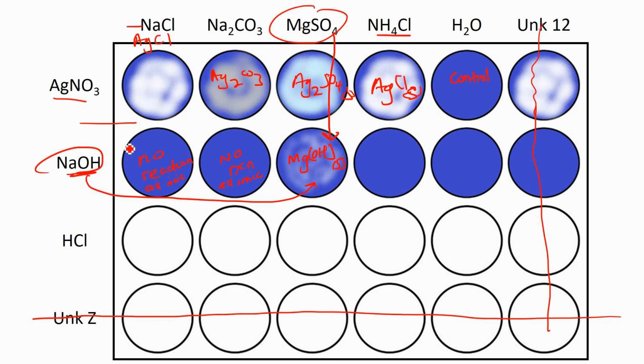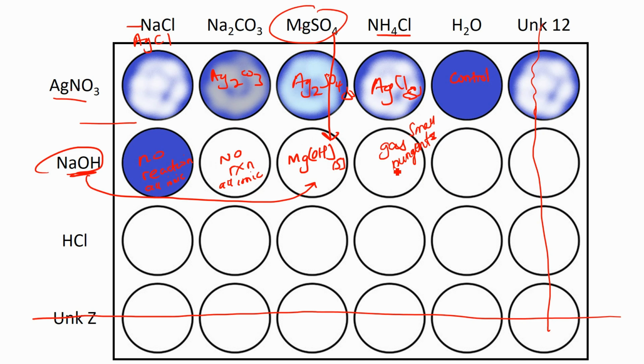Now, if you take sodium hydroxide and ammonium chloride, you will not see any precipitate, but there's gonna be a gas. You will not see the gas, but it's gonna smell, and the smell is so pungent. And we already saw it in an equation.